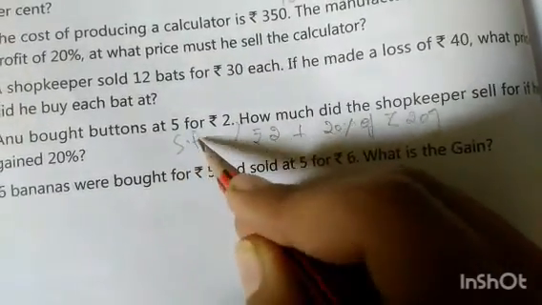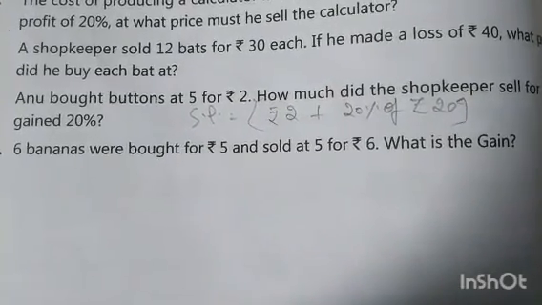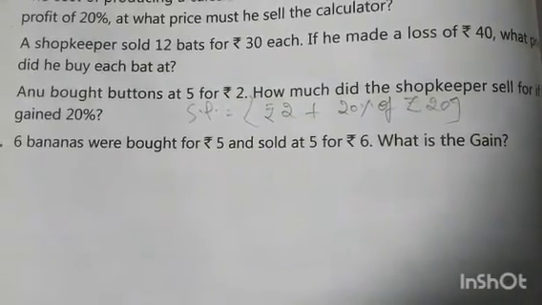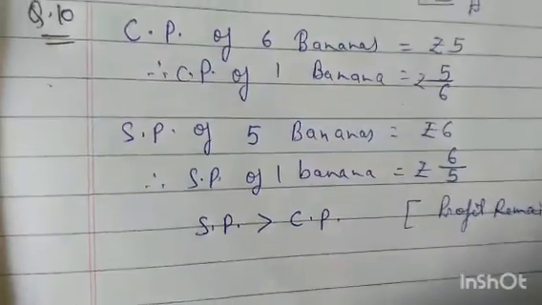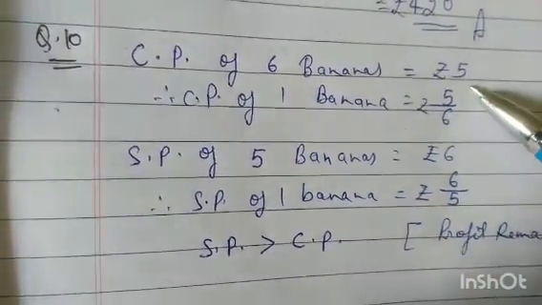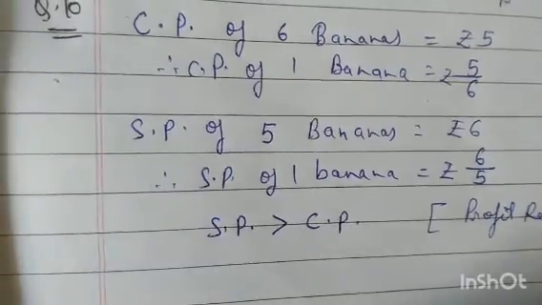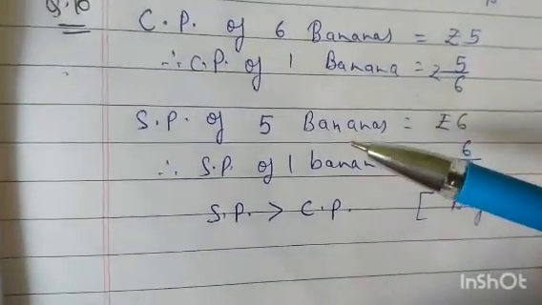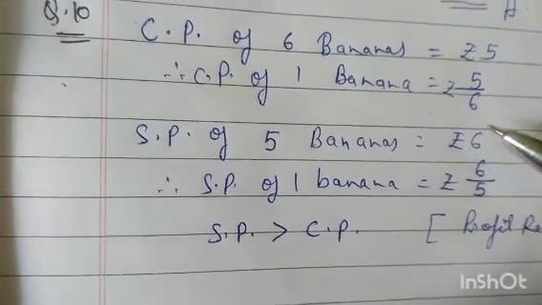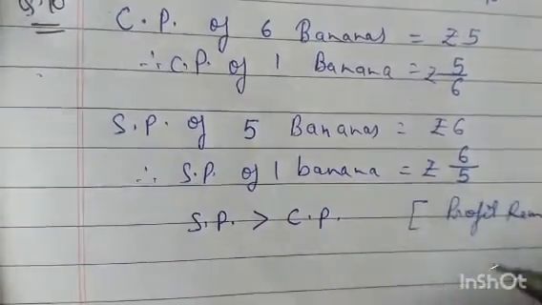Okay, now here 6 bananas were bought for rupees 5 and sold at 5 for rupees 6. What is the gain? In question number 10, cost price of 6 bananas is equal to rupees 5. So cost price of 1 banana is equal to rupees 5 by 6. Sell price of 5 bananas is equal to rupees 6. So sell price of 1 banana is equal to rupees 6 by 5. So sell price is greater than cost price.